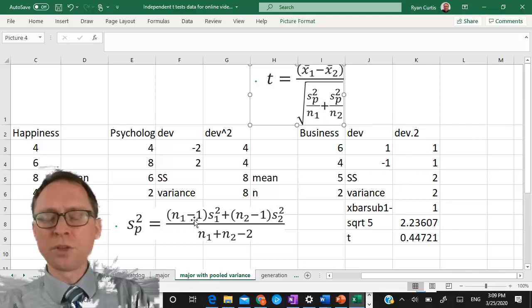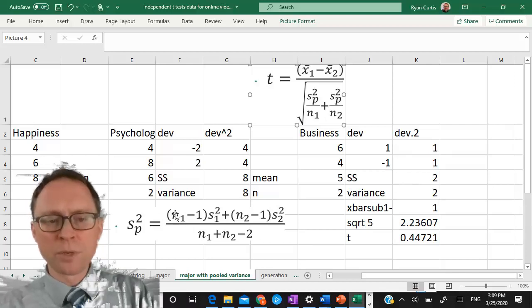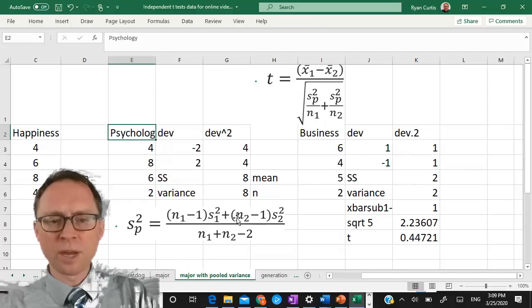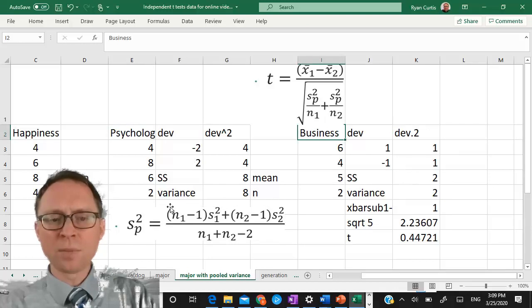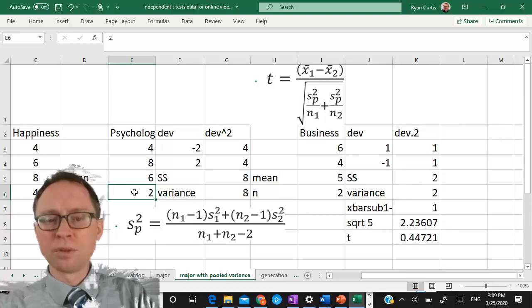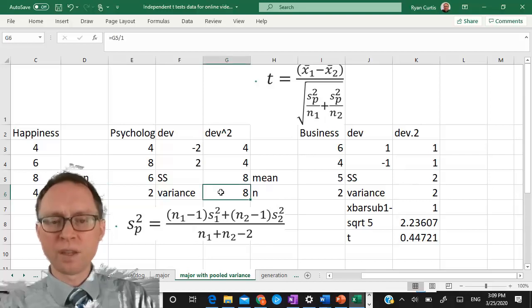So the first thing we need to do is figure out what is the pooled variance for these data. Remember, sub 1, that's psychology, right? Sub 2, this part over here, that's going to be business. So n sub 1 is the n for psychology majors, the number of psychology majors we have. That's going to be 2. And then we know that this S squared sub 1, that is the variance of psychology majors. The sub 1 is psychology majors. S squared, that is the standard deviation squared. That is the variance right there.